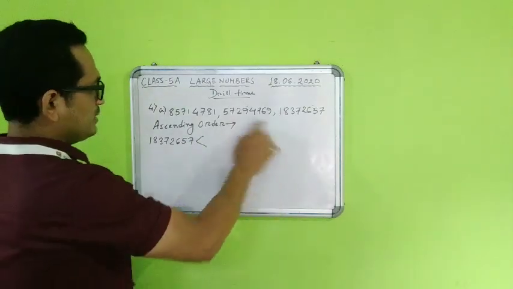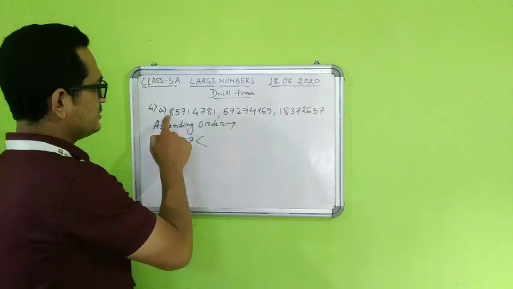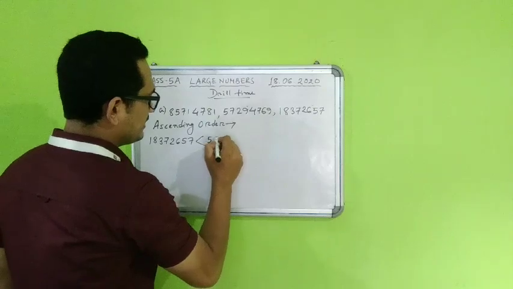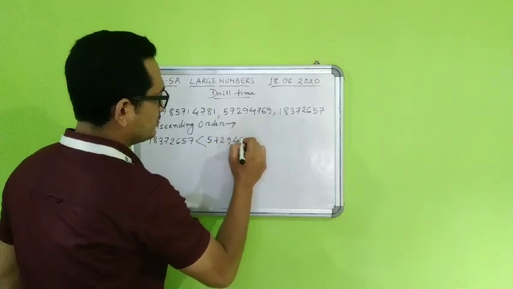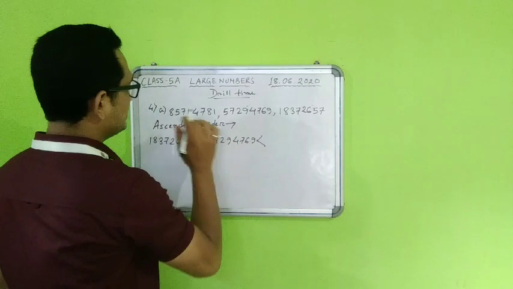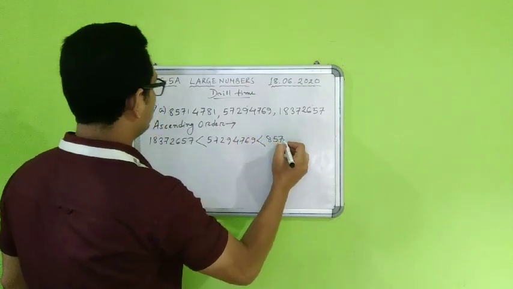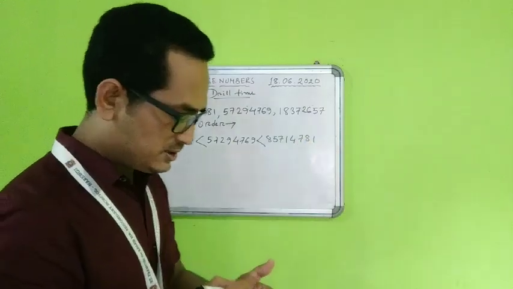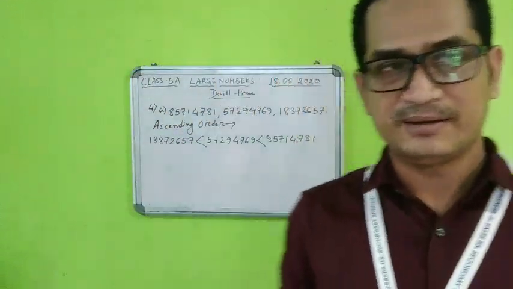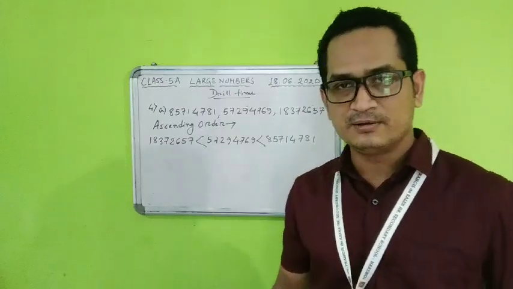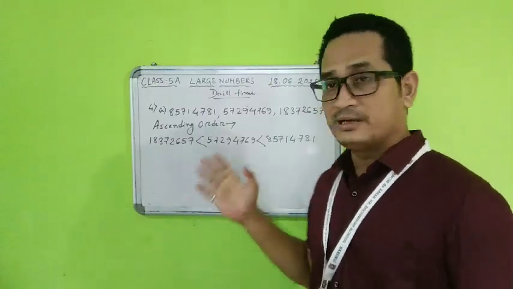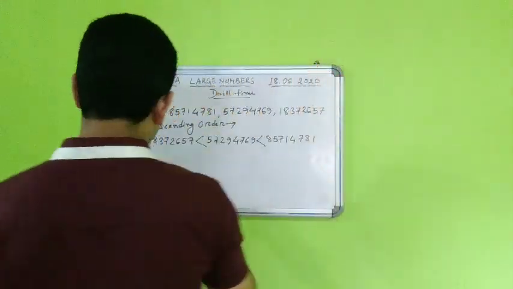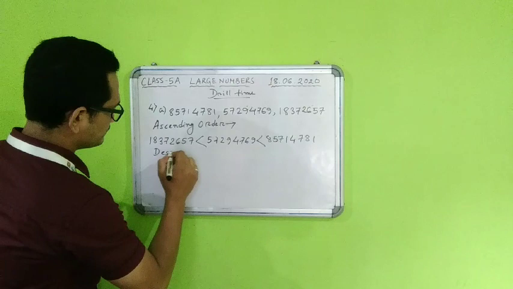Okay, after 1, this 5 will be the next smallest. So we have to write this down here: 5729 4769, and finally the last one, that is 8571 4781. So see, we got the ascending order so easily. Fine. Now your turn is to do the descending order. I already said, if you have got the ascending order, the descending order is the reverse of it.